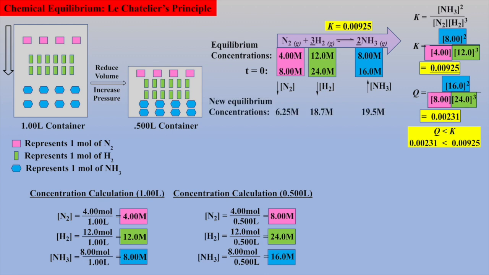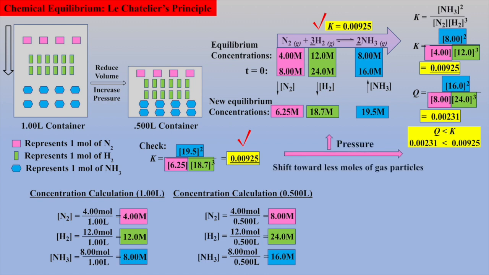In fact, when the system reaches equilibrium in the half-liter reaction vessel, the reactant concentrations did decrease and the product concentration did increase, which matched the given K value. This result matches Le Chatelier's prediction that the system will shift toward less moles of gas when the volume is reduced or that the pressure is increased.